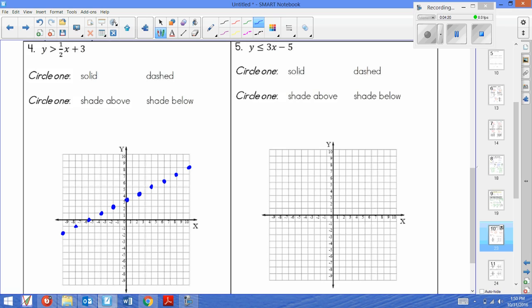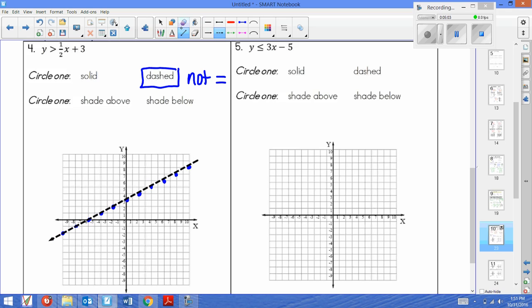Okay, now the only difference is with an inequality we have to worry about whether or not the line is solid or dashed, and if we are going to shade above or below. So in number 4, since it's not equal to, I don't have that underline here, we are going to have a dashed line because it's not equal. Okay, we're in question number 5. I think we're probably going to have a solid line because it does have that less than or equal to symbol. Okay, so let's graph a dashed line.